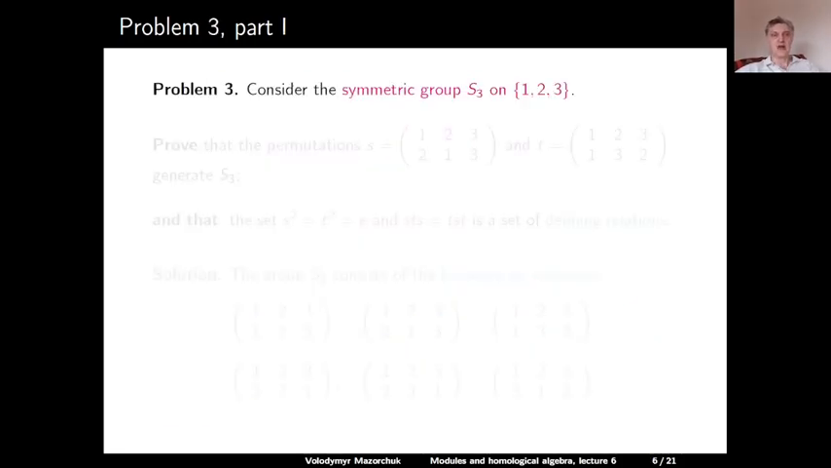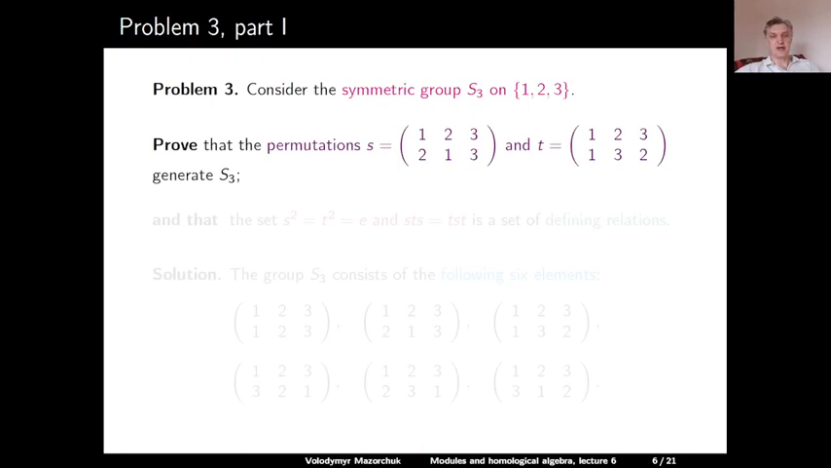Problem 3. Consider the symmetric group S3 on 1, 2, 3. Prove that the permutations S, the transposition of 1 and 2, and T, the transposition of 3 and 2, generate the symmetric group S3, and that the following set is a set of defining relations for these generators. The set of defining relations is: S squared is equal to E, T squared is equal to E, and STS is equal to TST.